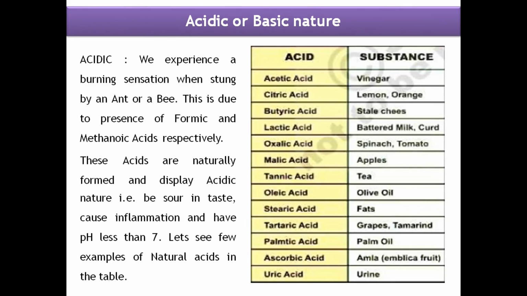We experience a burning sensation when stung by an ant or a bee. This is due to presence of formic acid, methanoic acid respectively. These acids are naturally formed and display acidic nature, that is sour in taste, cause inflammation and have pH less than 7. Let us see few examples of natural acids in this table.